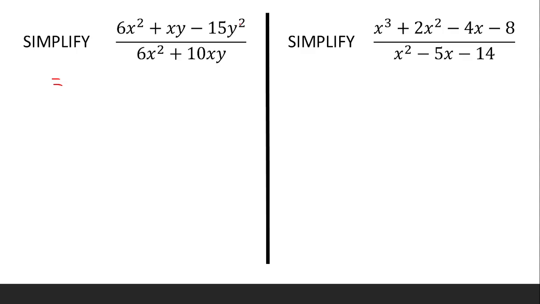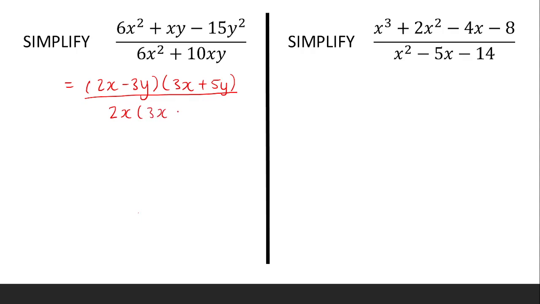Okay, trinomial. Now this is one of those special trinomials where you've got the double variable bracket. You would go and use the AC method over here, and then you would get 2x minus 3y and 3x plus 5y. And then in our denominator, we're going to take out a 2x, and I'm left with a 3x plus 5y.